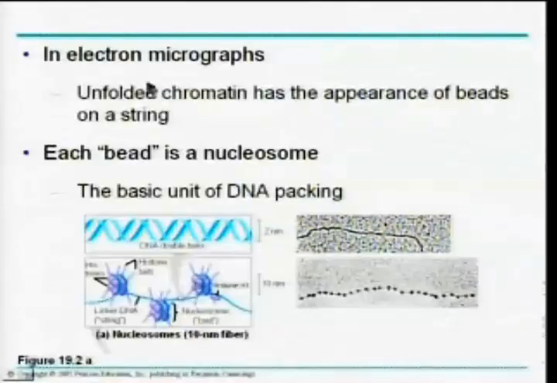In electron micrographs, unfolded chromatin has the appearance of beads on a string. We see that in this lower panel on the right-hand side. I don't see a scale bar for this. It may be that this scale bar, no, this is a much higher magnification than that. So this scale bar would have to be shrunk down to not much bigger than the tip of my pointer right here next to one of these nucleosomes, as they're called, or beads along the chain.